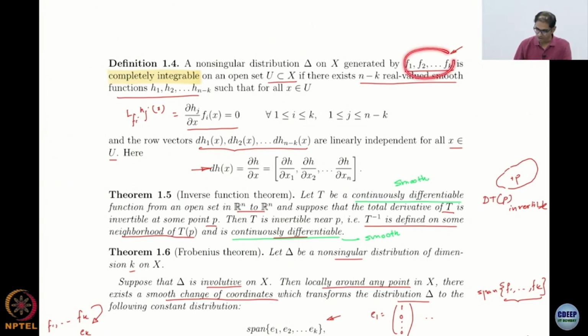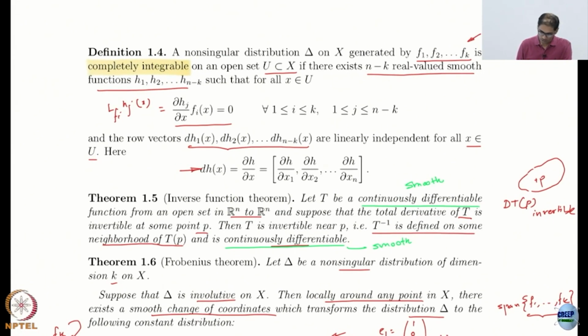So in this case you have k vector fields, and the distribution is non-singular, which means delta is of dimension k at every point p, right, because it is a non-singular distribution. Therefore we have n minus k functions. What are these n minus k functions? Notice that these are real valued, scalar functions. And how do we define them? They have to satisfy that L_{F_i} H_j, which is del H_j del x times F_i, is exactly equal to 0, okay.